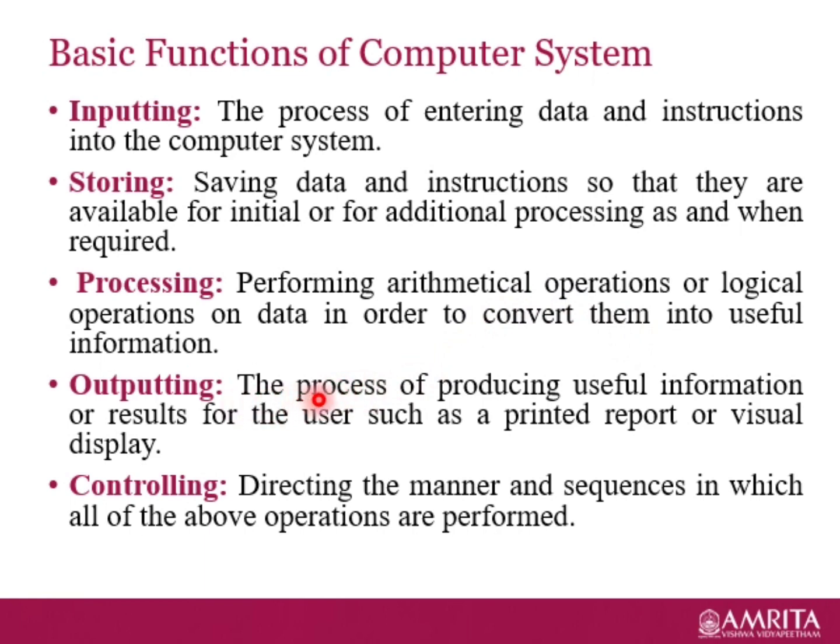Then outputting is the process of producing the results in the desired form. Sometimes the output will be in the form of a printed report, sometimes it will be a visual display, sometimes it will be audio which is produced through speakers. And the last and important function of a computer system is the controlling function that controls the manner and sequence in which all of the above operations are performed. And in order to perform all these functions, we have the corresponding functional units associated with each and every function.